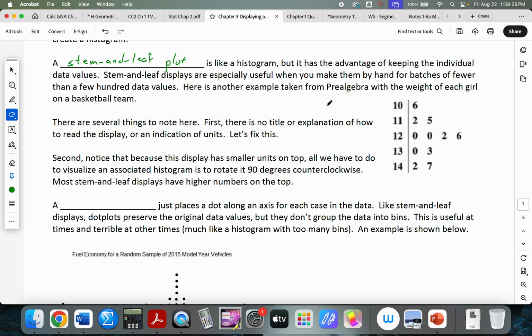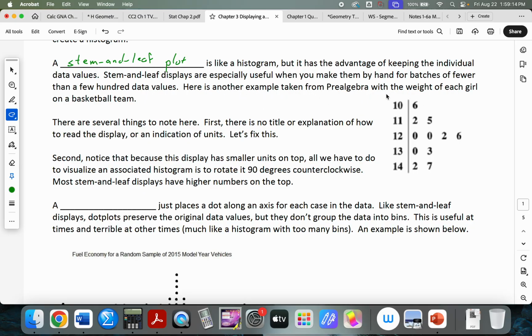So, according to your book, stem and leaf displays are especially useful when you make them by hand for batches of fewer than a few hundred data values. This cracks me up. A few hundred? Are you nuts? They say, do it by hand for a few hundred. I'm like, no. Now, you may be given a stem and leaf plot that has 100 in them, but making one with 100 or so by hand, oh, saints preserve us. No, thank you. I do not want to spend my time doing that.